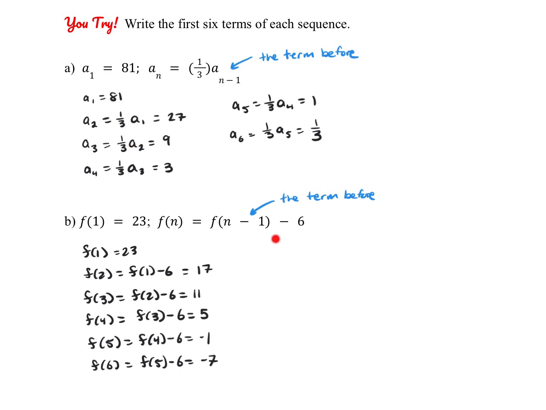And then for the second part, my first term is 23. And this just means take the term before it and subtract 6. So for f of 2, you just take f of 1 and subtract 6. For f of 3, you take f of 2 and subtract 6. So then you just keep subtracting 6 from there.